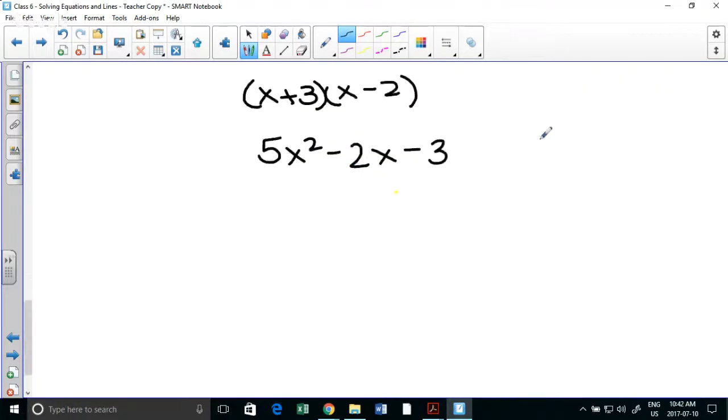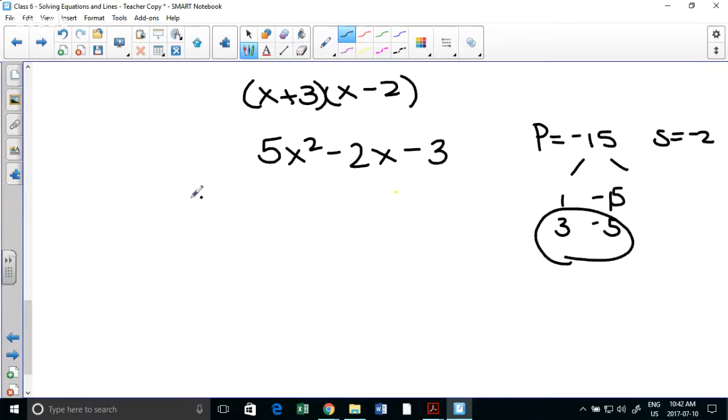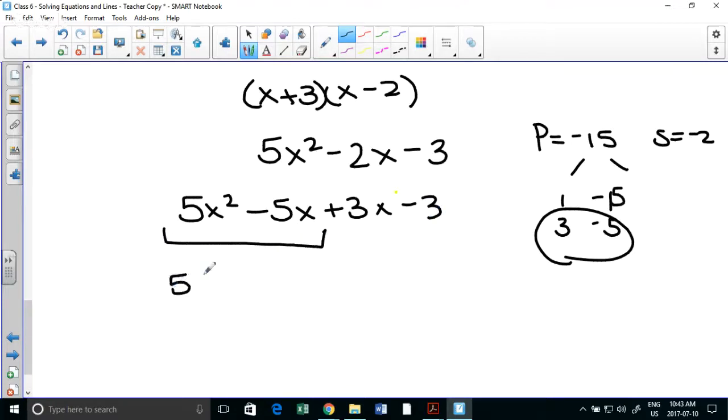All right, so here I have a product of -15 and a sum of -2. So here I have 1 and 15, 3 and 5. -2 means I have negative. That gives me this one. So 5x squared minus 5x plus 3x minus 3. Here I can pull out a 5, x minus 3. And here I can pull out a 3, that's an x.